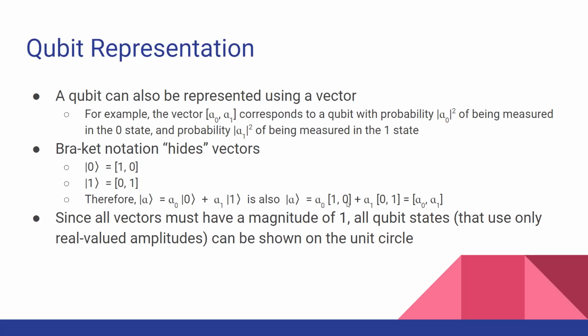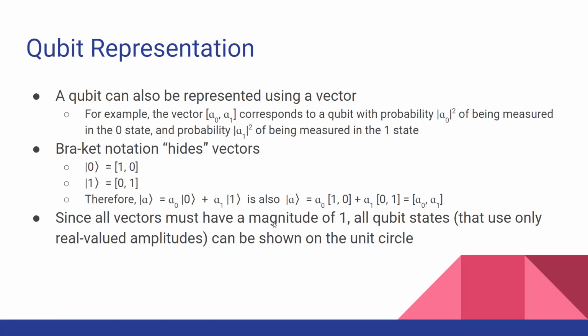So you multiply these two together, you get alpha 0, 0. And then you multiply these two together, you get 0, alpha 1. Add those two vectors together, and then we get the final vector state, alpha 0, alpha 1, which is the same as up here. So we can also just represent a qubit using vectors.